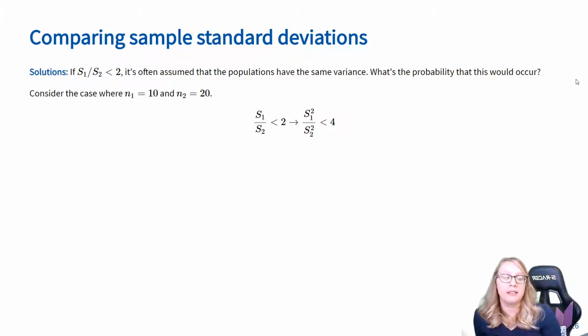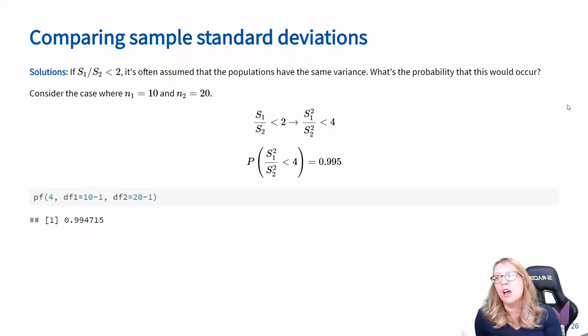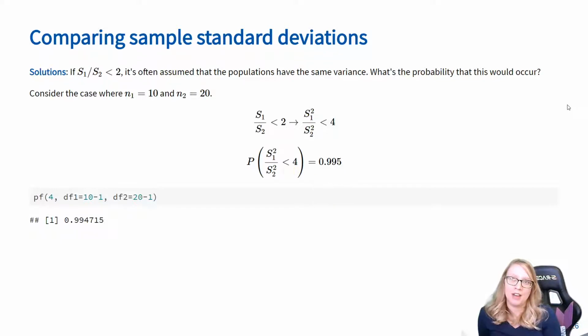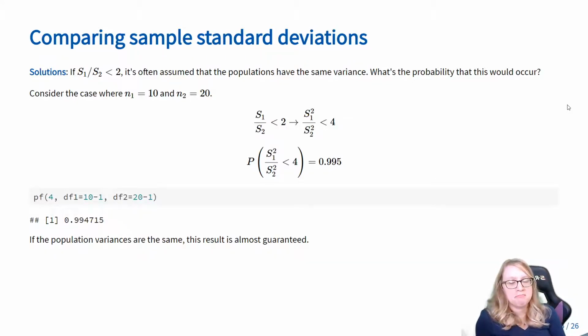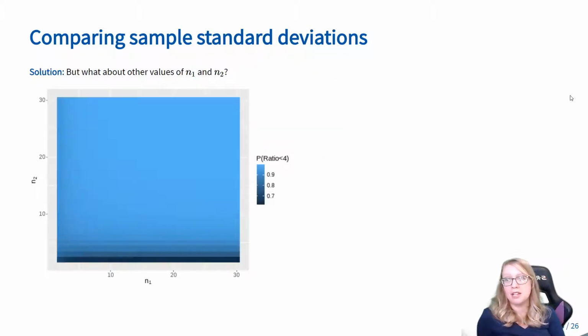We found a bound for the sample variances. If this ratio S1 over S2 is less than 2, that means that S1 squared over S2 squared must be less than 4, just squaring both sides of the inequality. The probability of that occurring in this situation is 0.995. So that's almost certain to happen. Again, we're assuming that the variances are equal when we do this calculation. If the population variances are the same, this result is almost guaranteed. So this high probability occurs regardless of the sample size.